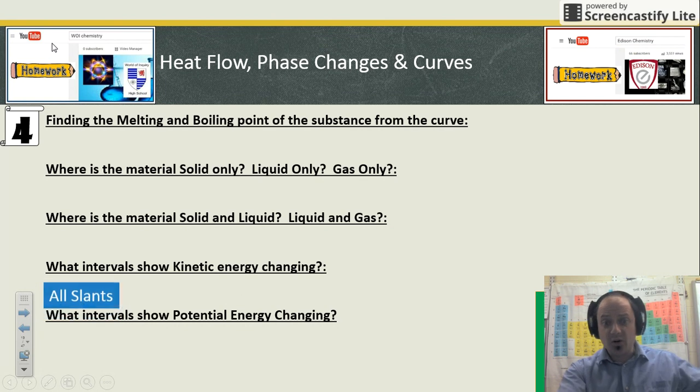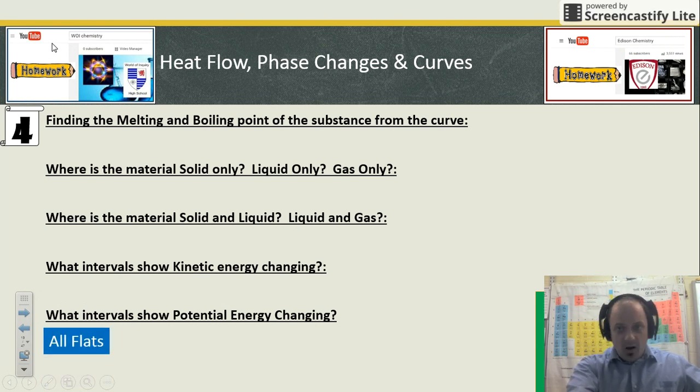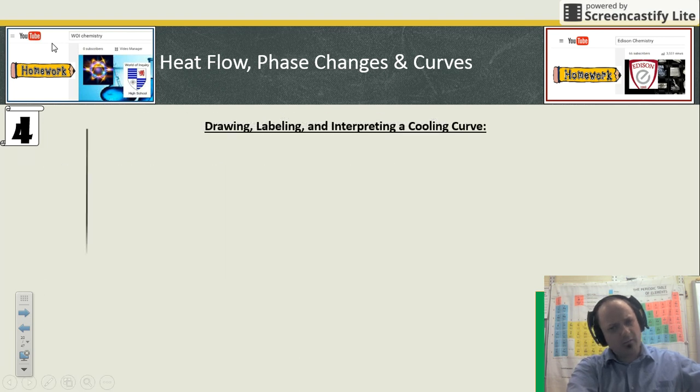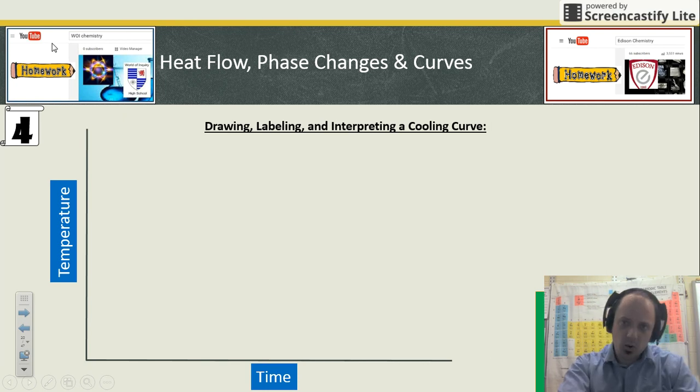The intervals that show kinetic energy changing are all the slants, and the intervals that show potential energy changing are all of the flats. Now we're going to label up another curve, and it looks very much the same, but a little different. Y-axis, x-axis, temperature, and time. Same, hasn't changed there. But now we're showing a cooling curve, so we've got to start high and go low.